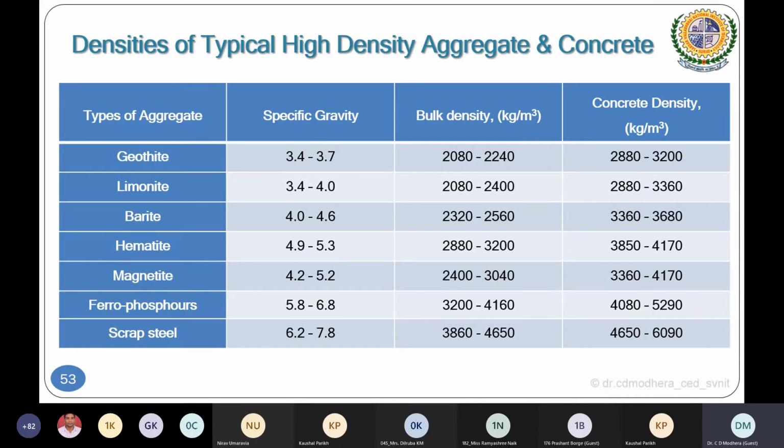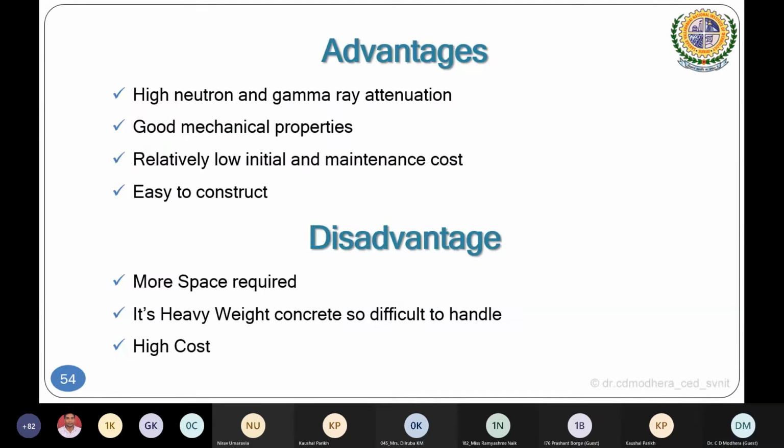Ultimately it affects strength. So a few are there: ferrophosphorus, even magnetite, hematite, and other things are written. Scrap steel also is to be used. So these are the typical things that need to be added to prepare high density concrete. And usually we are not using it for structural concrete routinely.